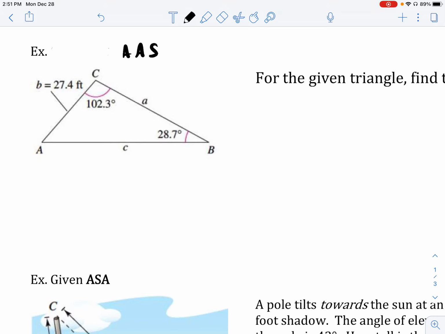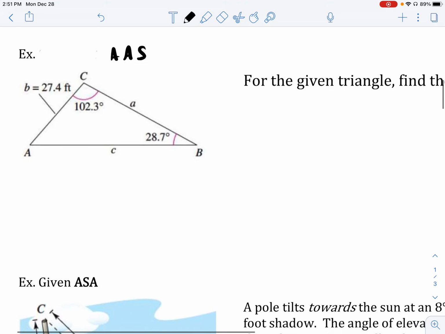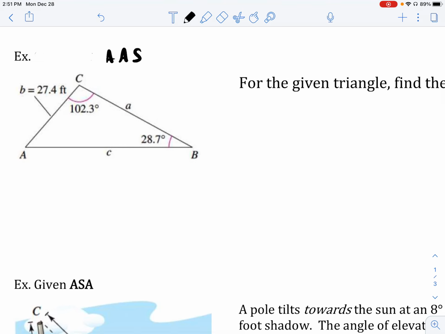So I'm going to write out the full proportion here. You don't have to always write out the full proportion, but I'm going to do that since it's our very first time doing this problem. So again, it doesn't matter how we set this up. I'm going to just set up side A over the sine of angle A, which I don't know, is equal to side B, which we say is 27.4, over the sine of angle B, which is 28.7 degrees.